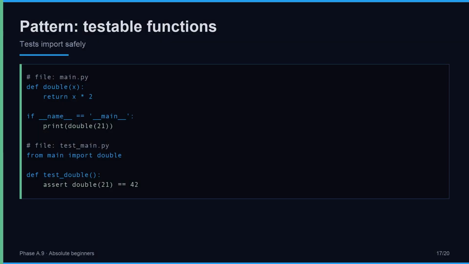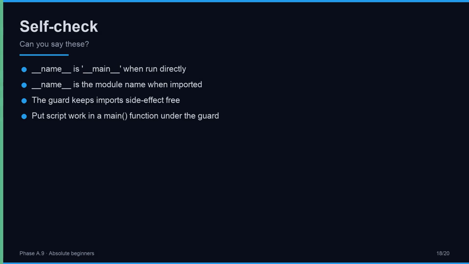Here is the testable shape. main.py defines double, guards the demo print under __name__ main. The test file imports double, no print fires, no input is requested, and asserts that double of 21 equals 42. Because the guard exists, importing main for tests is perfectly safe. Without the guard, importing main would print 42 every time the test file loaded. With it, the import is silent. Testability is the practical payoff. Tests import safely.